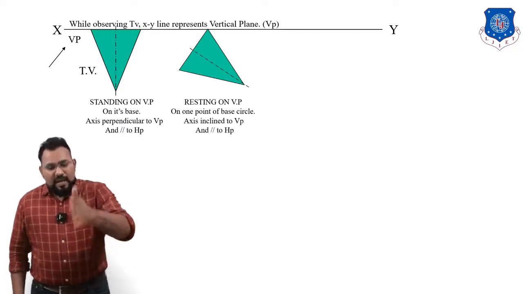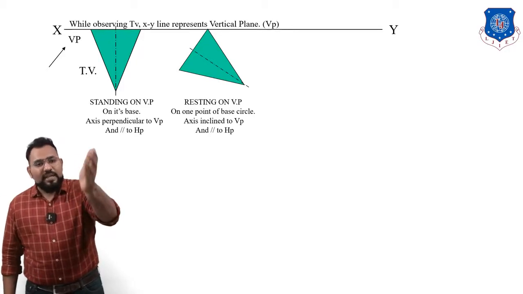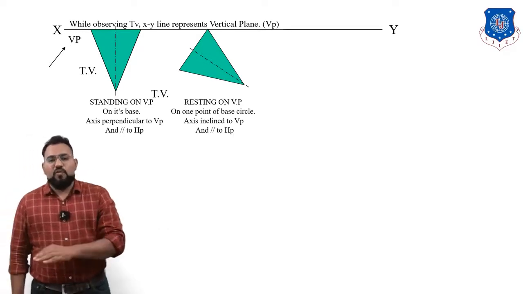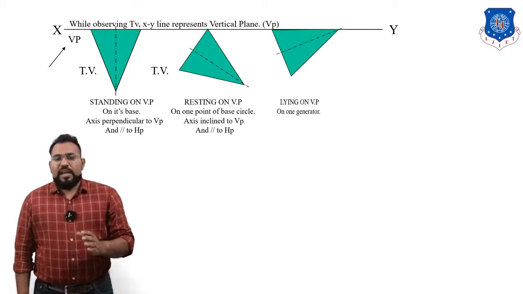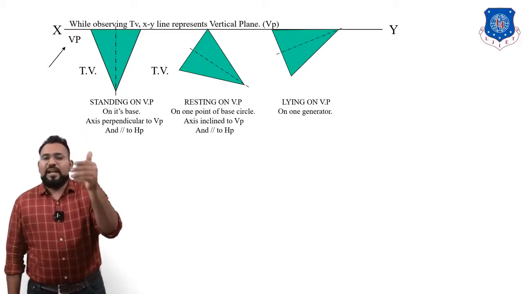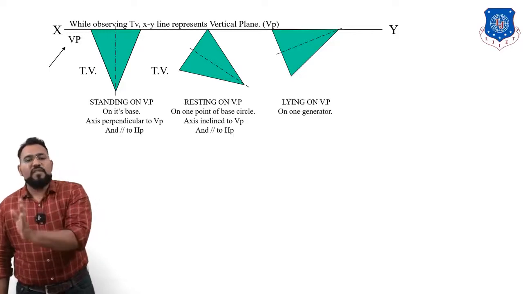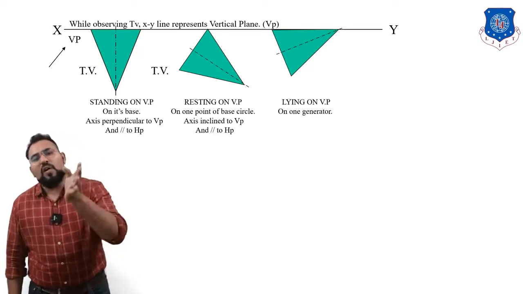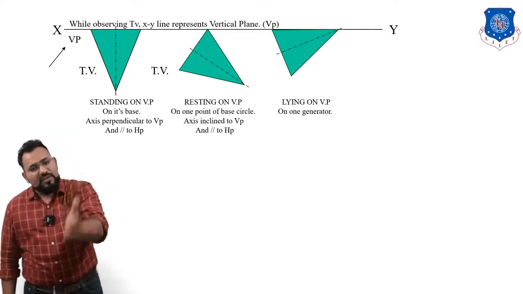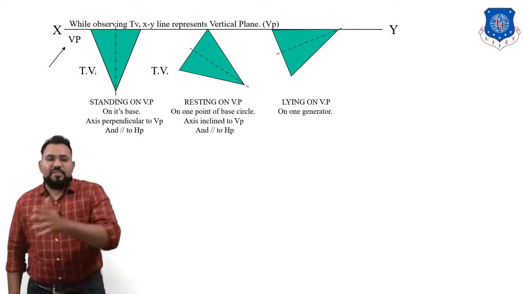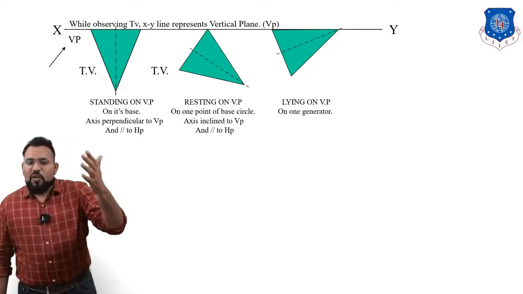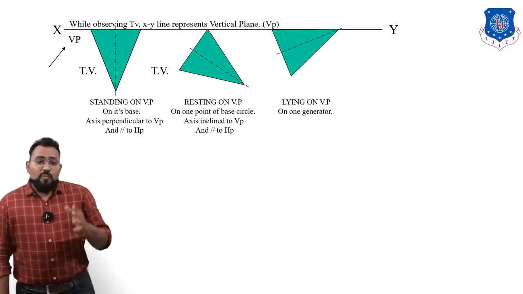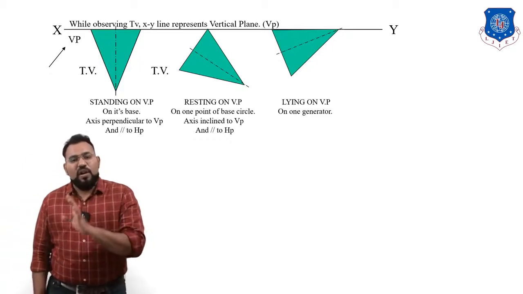Now before we go to the third figure, tell me the condition of the axis. Yes, the axis is inclined to VP and parallel to HP. Now let's move on to the third figure. Can you tell me? Yes, you are right. Here the solid is lying on VP on one of its generators. When he talks about a generator, he means the geometry is either a cone or a cylinder, but from the figure you can see that it is a cone. This is how you have to visualize when you read a sentence like lying on VP on one of the generators or resting on VP on one point of the base circle. Then you must have the ability to draw the same thing in your drawing book.